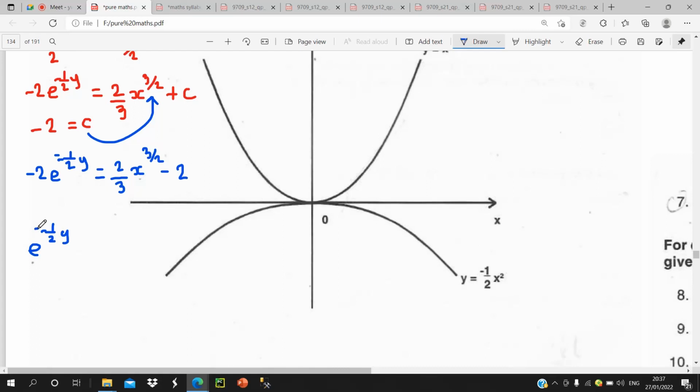So this is negative. And here, if you divide minus 2 with minus 2, you get 1 for this, right? Yes. Then this one, if you divide it with minus 2, you're going to get minus a third, right? Yes. x to the power of 3 over 2, right? Yes. So what's next?